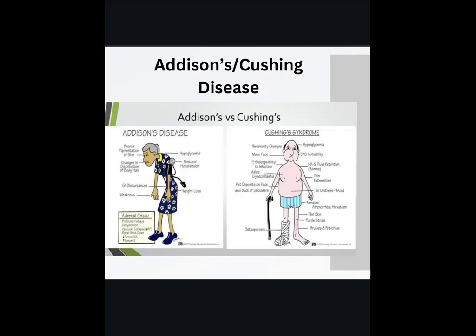Treatment would just be to stop giving them the corticosteroid if that's what they're receiving, or, if they have a tumor on their adrenal gland that is causing the Cushing syndrome, to remove that tumor.